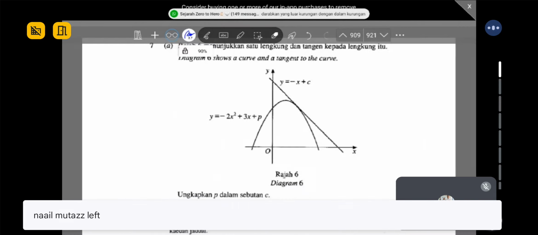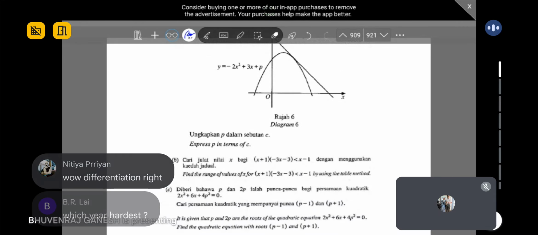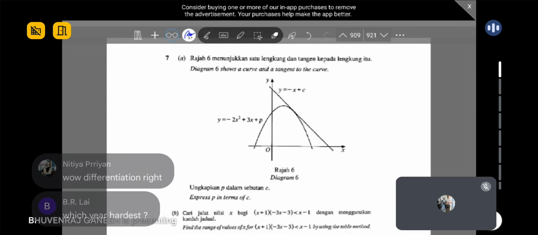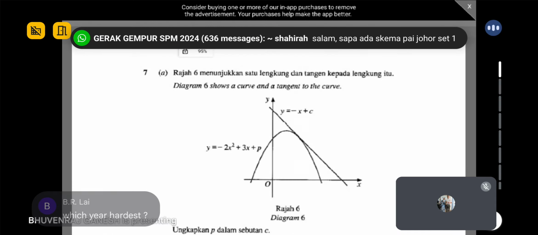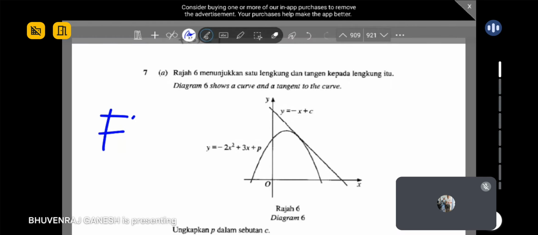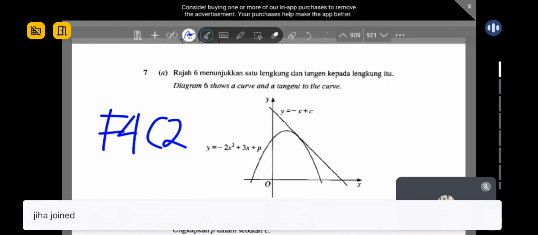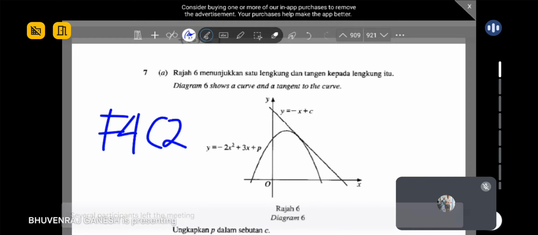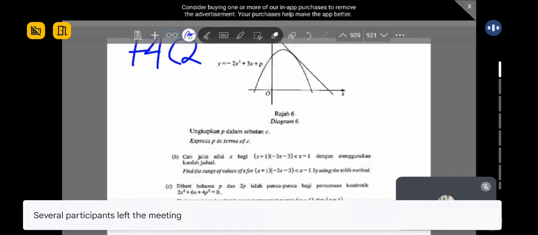So this is what chapter? May I know? Bab ini apa? I think SPM 2022. My SPM. Okay? No. This is Form 4 Chapter 2, guys. Okay? This is your quadratic. Okay? Form 4 Chapter 2.